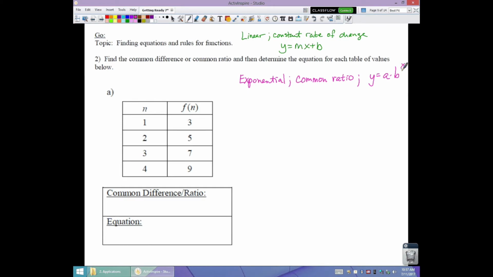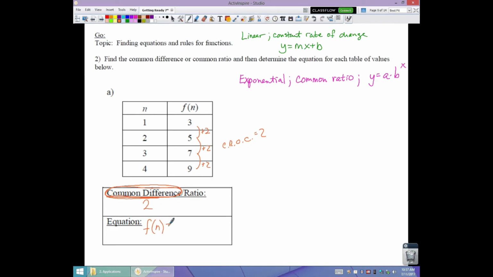Okay. So in this first one, in part A, we notice our pattern. This goes up 2, then up 2, then up 2. So that means we have a constant rate of change of 2. I'm sorry, on this worksheet it's calling it a common difference. We called it a constant rate of change, same thing. Common difference is 2. And our equation then is, we could use y equals or f of n equals.